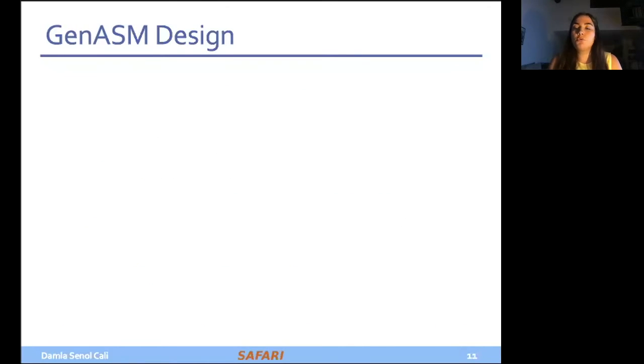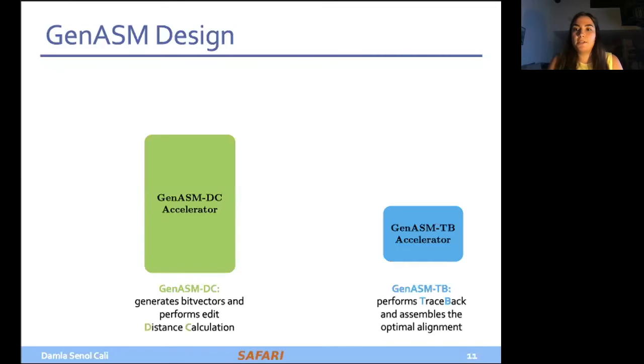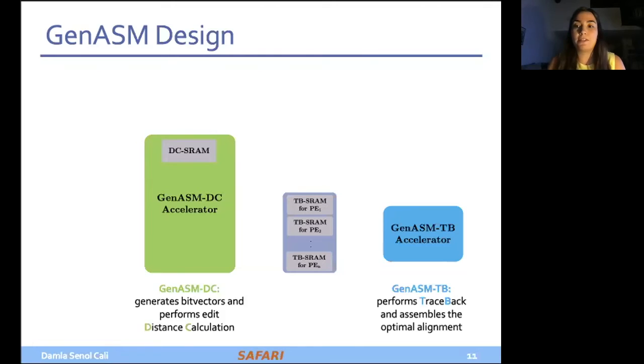GenASM is composed of two main components, GenASM-DC and GenASM-TB. GenASM-DC generates bit factors and performs edit distance calculation. So DC comes from distance calculation. And GenASM-TB performs traceback, and TB comes from traceback, and assembles the optimal alignment. We also have DC SRAM for writing the intermediate data required for DC execution. And also we have a set of TB SRAMs for writing the bit factors generated during the DC execution, which will be later used in the TB execution.